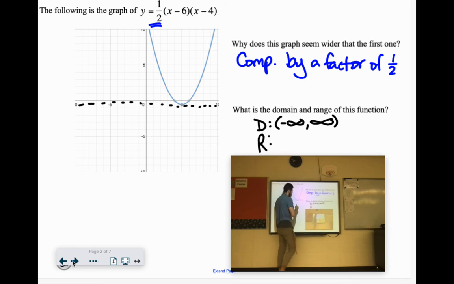Be safe out there. So we'll say negative 1/2 or negative 0.5, and then it goes up forever to positive infinity.